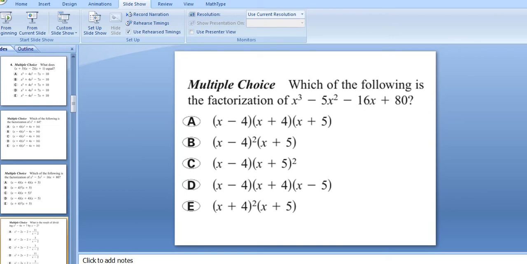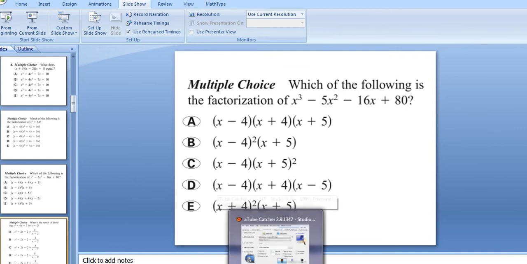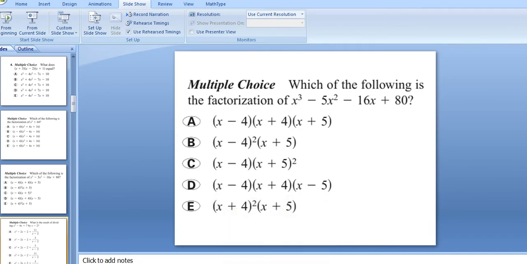Which of the following is the factorization of x cubed minus 5x squared minus 16x plus 80? There is a hint in this problem, based on the answers, that either 4 or negative 4 will be a 0. Kind of tricky. If you don't understand why, see me before or after school. But tomorrow on the test, I will be a little more specific in regards to that. I will definitely tell you what a possible 0 is. But using my advice right now, 4 or negative 4 is going to be a 0.